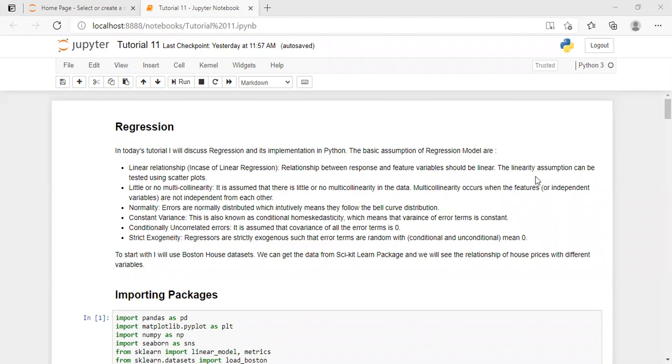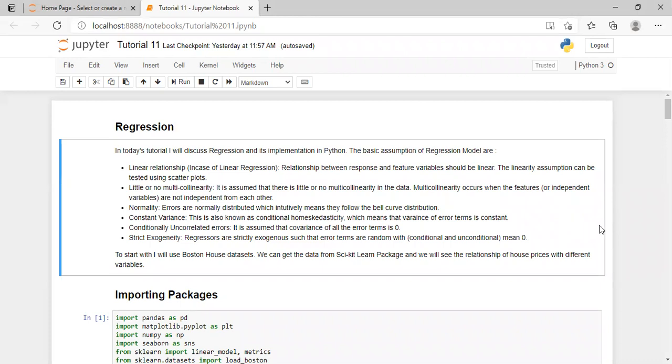So there are some basic assumptions for a regression model. Number one, in case we are doing a linear regression, the relationship between our predictor and the predicted value, the class variable, should be linear. And this assumption can be tested using scatter plots.